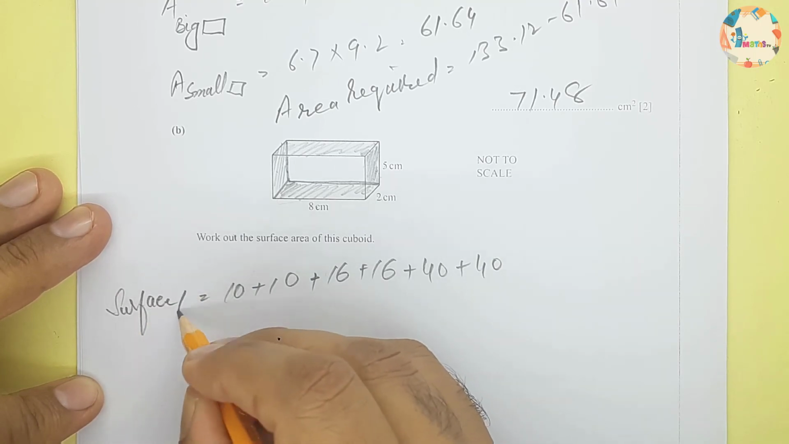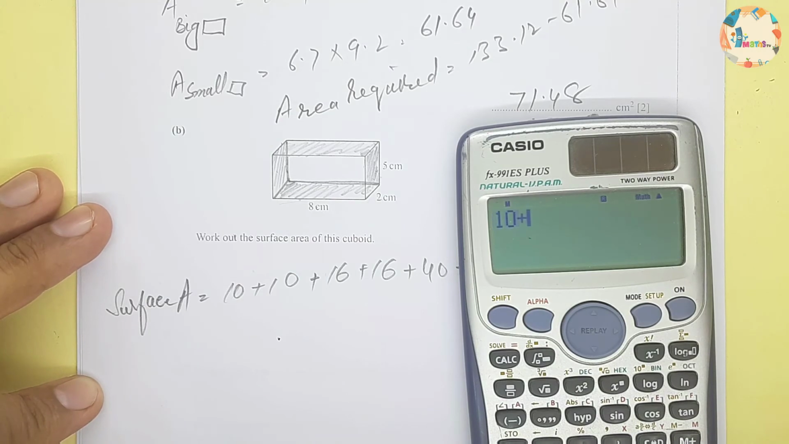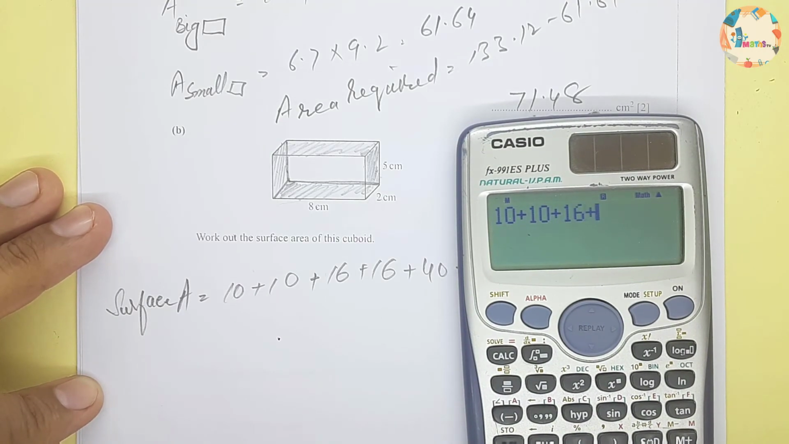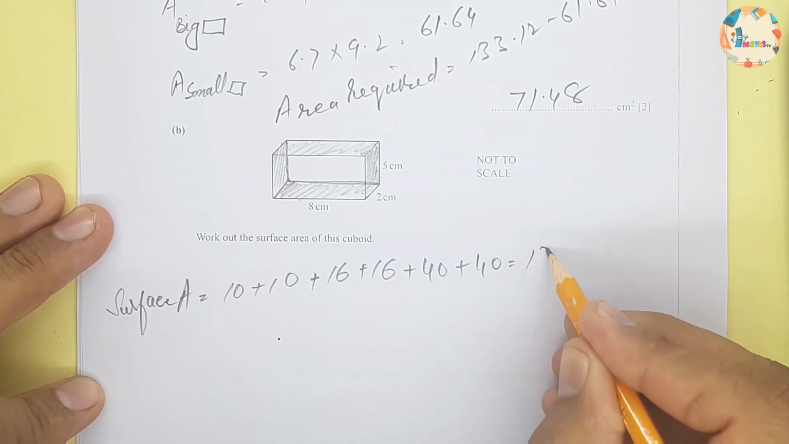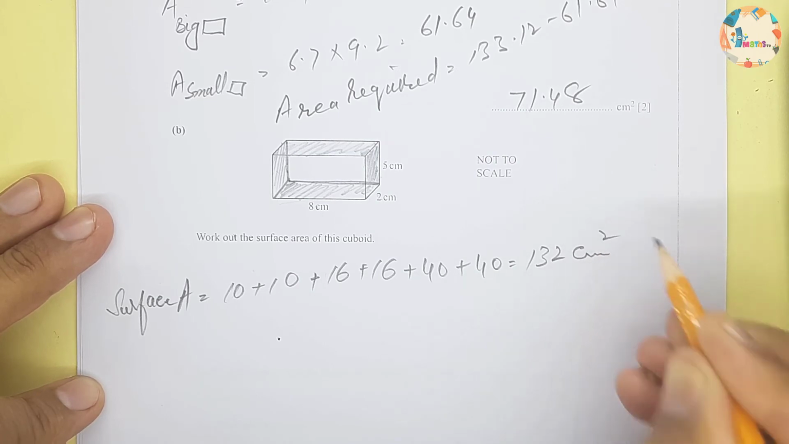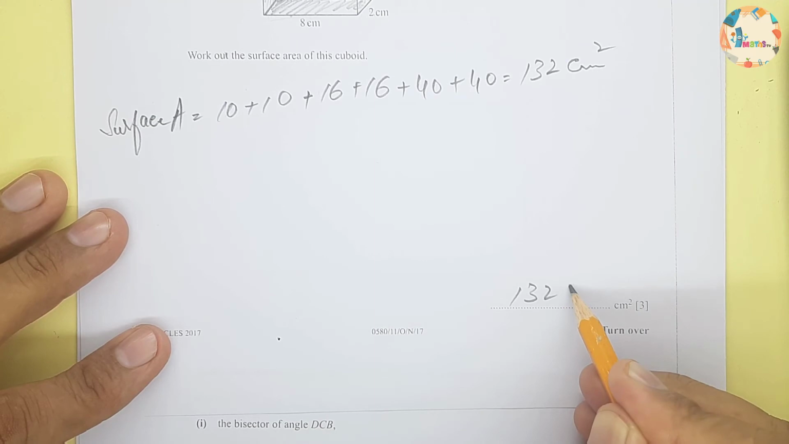So this will be 10 plus 10 plus 16 plus 16 plus 40 plus 40, and this is adding up to 132 centimeters square. So the answer at the proper place over here will be 132 centimeters square.